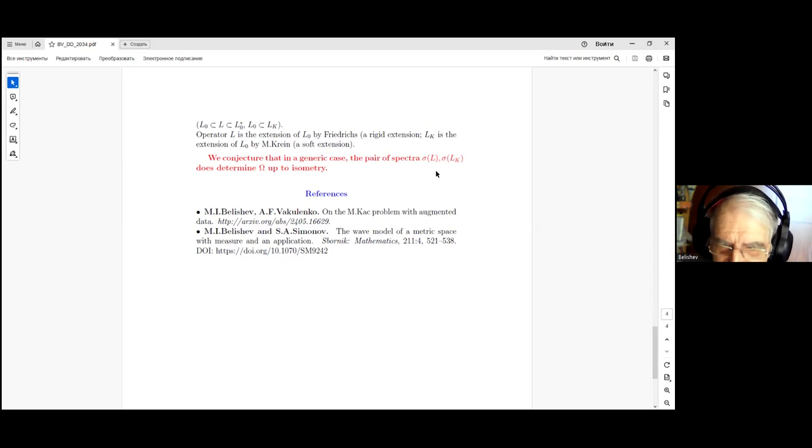As to the multidimensional case, if you deal with a drum, there exist very impressive counterexamples of two domains which have the same Dirichlet spectrum and the same Neumann spectrum. If you go to the first page of the slides. Откройте, пожалуйста, первую страницу, Михаил Игоревич.